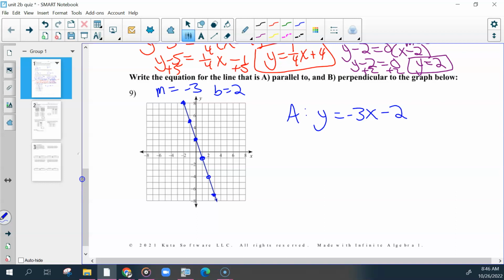And then B would have to be perpendicular. So now a positive slope with whatever y-intercept you want.